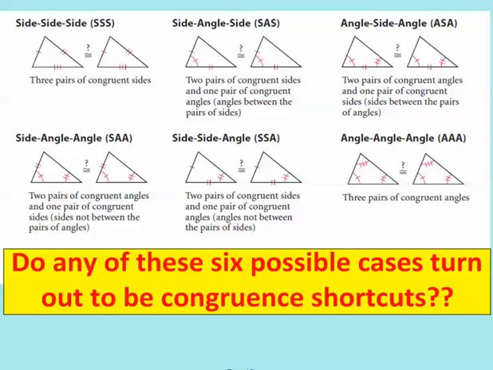In this next unit, we are going to look at congruency. How can we look at two triangles and prove that they are congruent to one another without necessarily measuring all three pair of corresponding angles and all three pair of corresponding sides? So in front of you, you see some combinations of sides and angles in triangles. And my question is, do any of these 6 possible cases turn out to be congruence shortcuts? Meaning, are these combinations that we can use to determine congruency between two triangles without having to measure every pair of corresponding sides and every pair of corresponding angles?